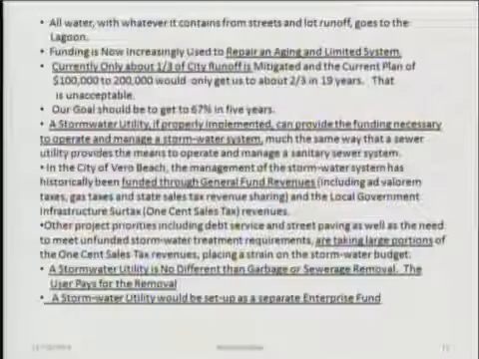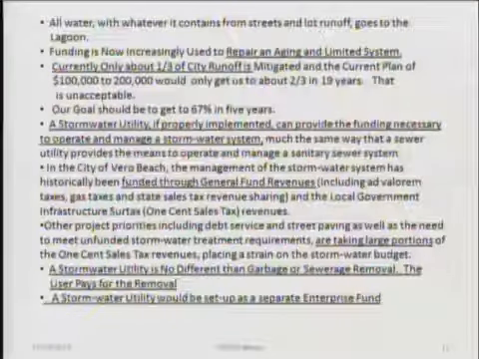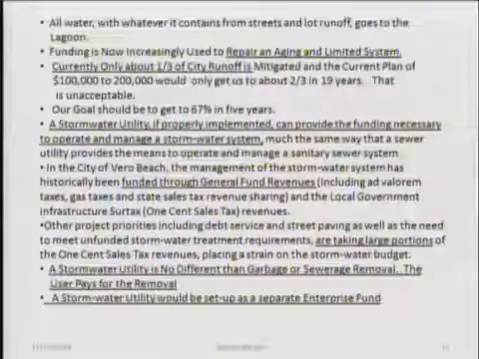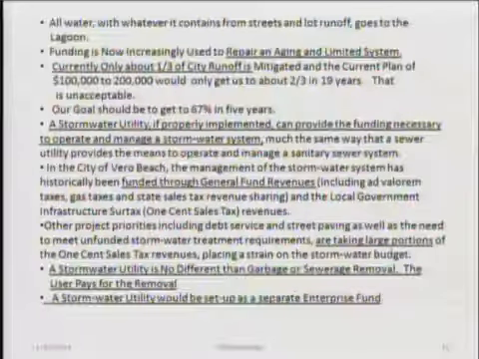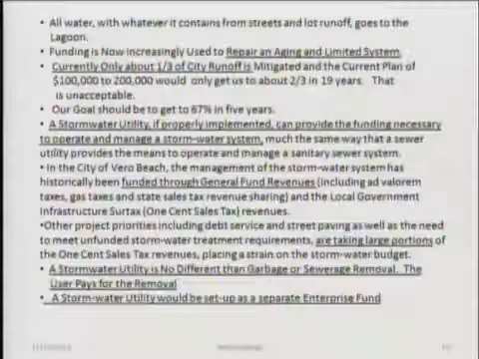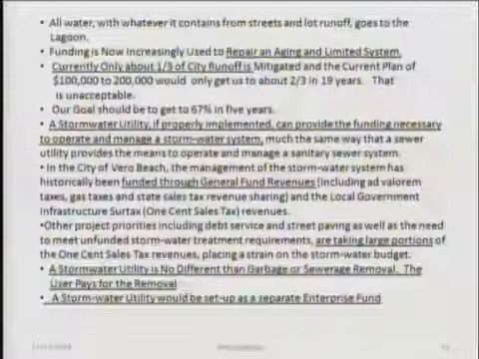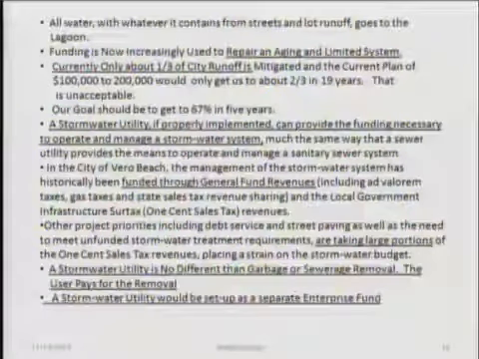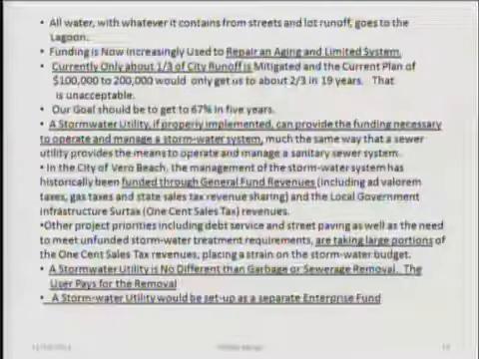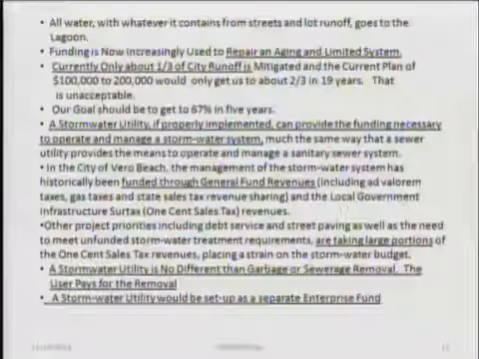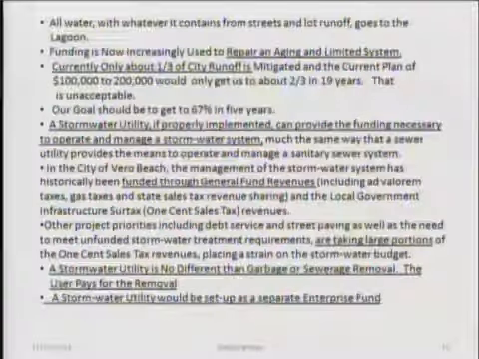The first thing I've already said, all water goes into the lagoon. Funding now is increasingly used to repair an aging and limited system. Currently, only about 1/3 of the city runoff is mitigated, and the current plan of 100 to 200,000 would only get us to about 2/3 of the water coming off of people's property in the streets. Only 2/3 of it would have any form of mitigation filtering in 19 years. That to me is unacceptable.